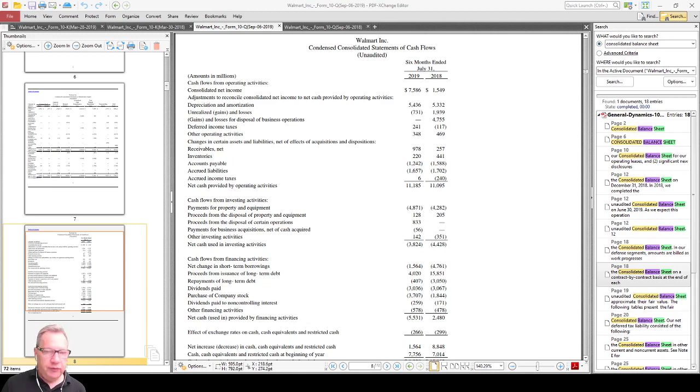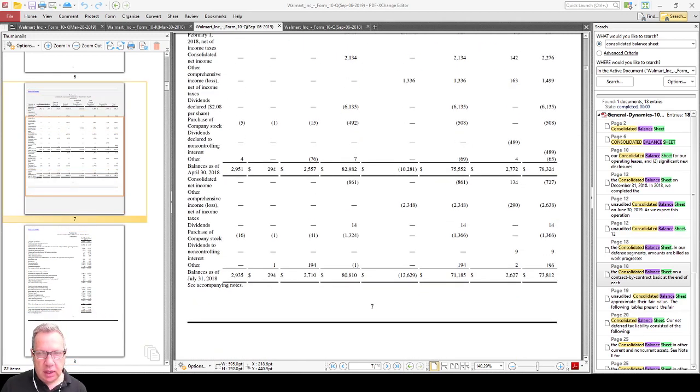and the first thing we're going to look for is revenues. So, you could.